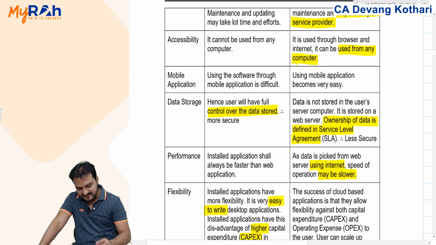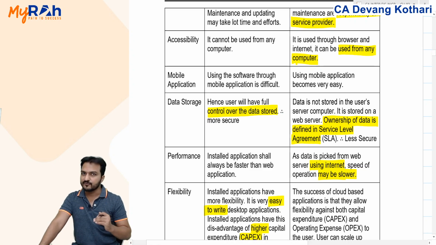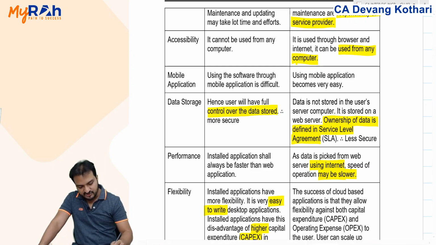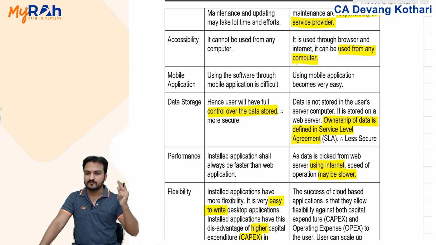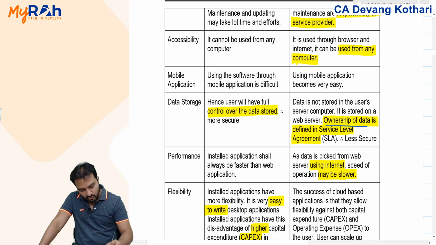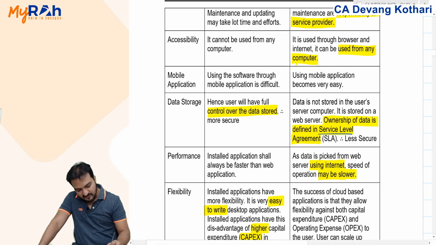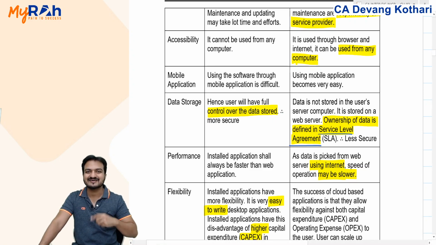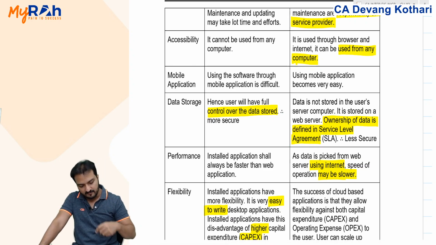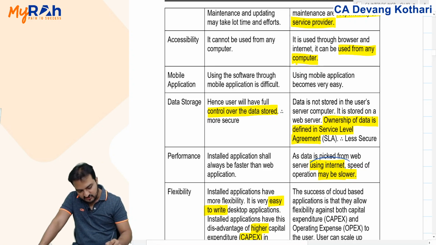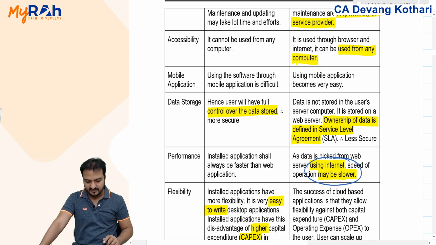Installed application has full control over the data stored because all the data is stored in my computer only, while in case of cloud application, data is not stored in my computer, data is stored on the cloud. Now if data is stored on the cloud, then ownership of that data is a little risky or confusing. To clear that confusion, they have service agreements regarding who is considered the owner of the data. They'll have some agreement between the service provider and the buyer. Performance will be slow over here because cloud application will use internet services.